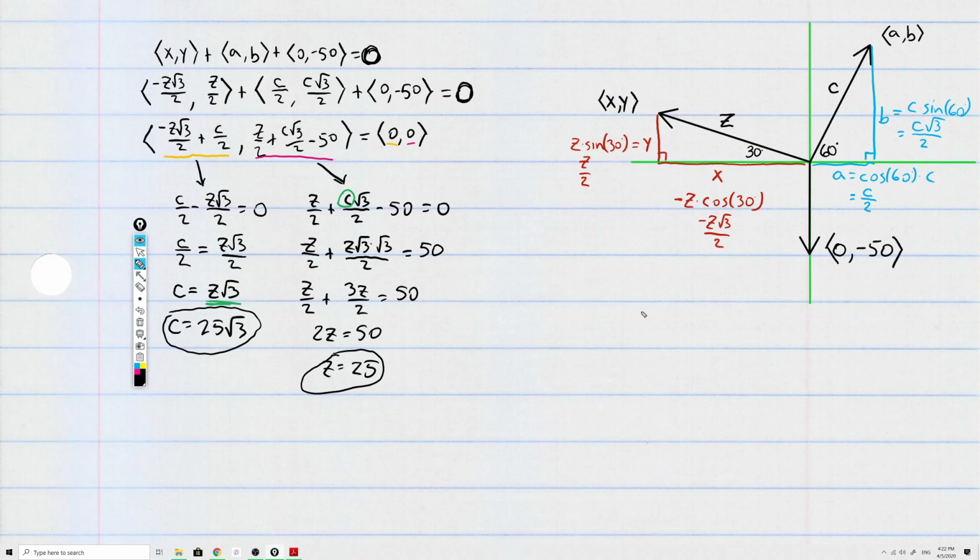Now the textbook does ask one kind of interesting question. The weight was 50 pounds here, but if you add the tension in the two wires, 25 plus 25 square root of 3, you get something more than 50. That number is more than 50. So think about why, and that's a physics question, so go ask Ms. Adair for the answer, but it's worth thinking about. It's kind of an interesting question.